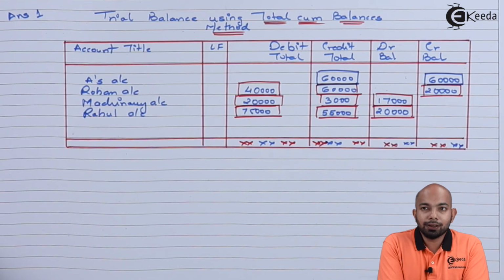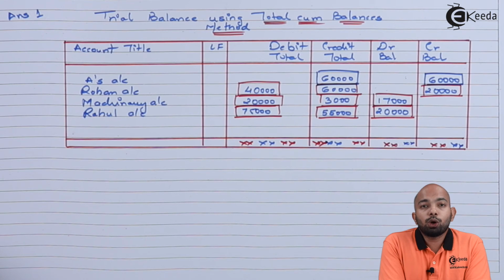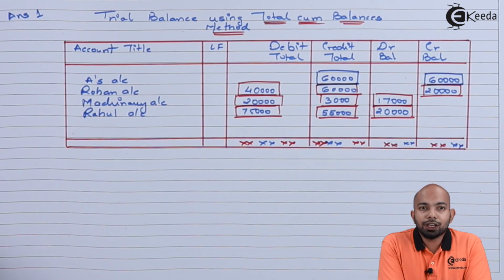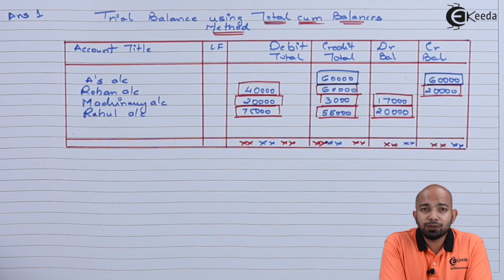If this doesn't happen, that means there is a certain error that has happened either while preparation of journal entries, while preparation of ledger, or while totaling the account balances and mentioning them under trial balance. So you've got to rectify whichever error you have found. Now when it comes to rectification, there is a separate chapter which we have for rectification of errors. We'll be understanding that in the next video.